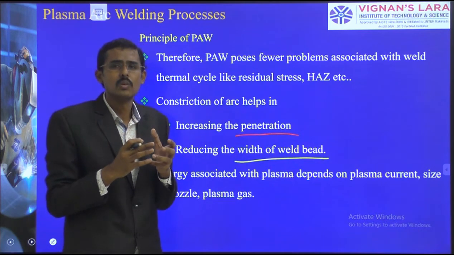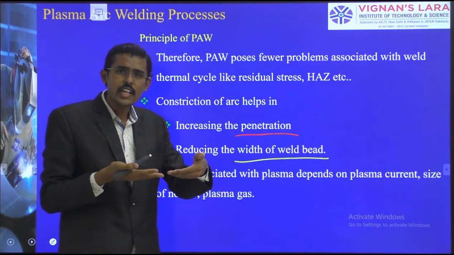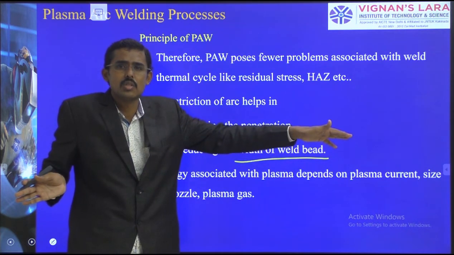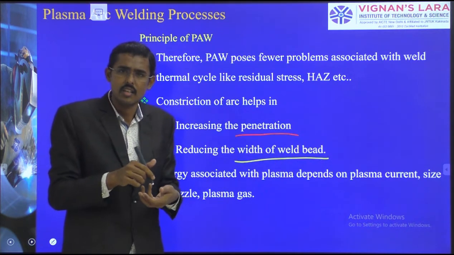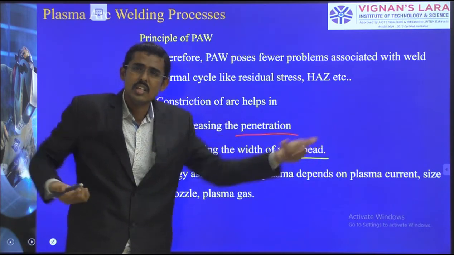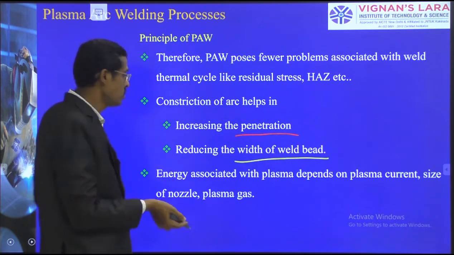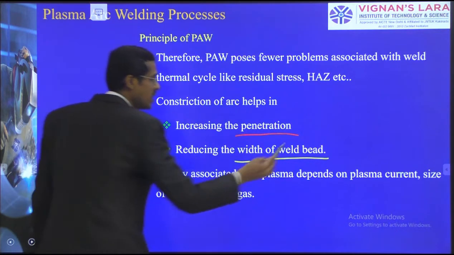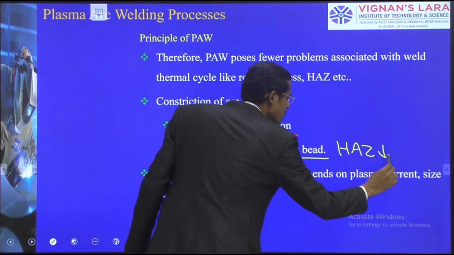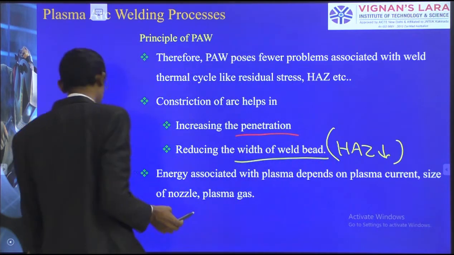We need a complete joining of the material. We do not need to increase the heat distribution throughout the workpiece. We need joining there; we need full penetration. We do not need a wider heat zone. We do not need heat affected zones, therefore the HAZ is reduced here. That's the point.